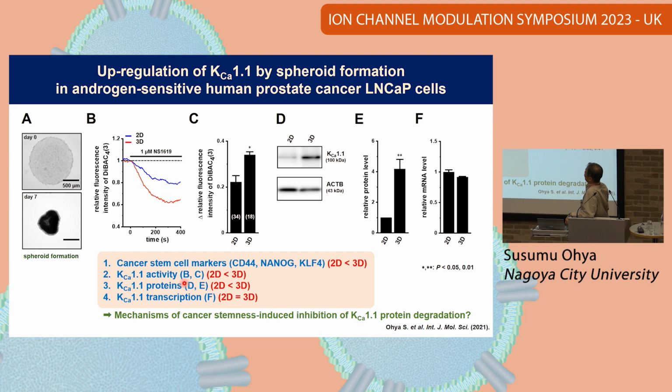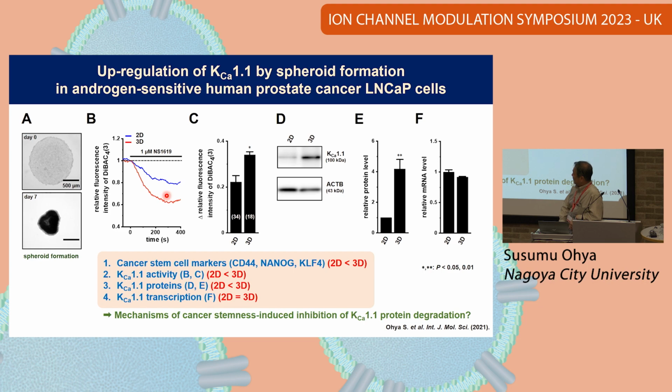We prepared spheroids of LNCaP, a very famous prostate cancer cell line. After 5 to 7 days of cultivation, the cells isolated from the 3D spheroids have larger hyperpolarizing responses to the KCa1.1 activator NS compound. And KCa1.1 protein is increased by the 3D formation, while the mRNA level is the same as in the 2D cultures. So we determined the mechanism of the cancer stemness-induced inhibition of KCa1.1 protein degradation.